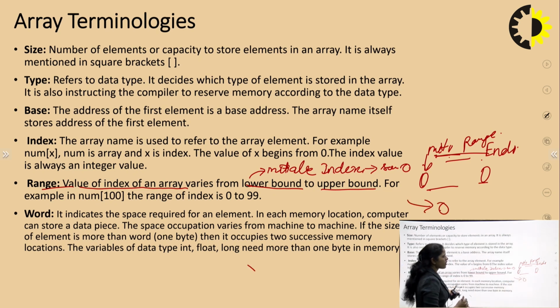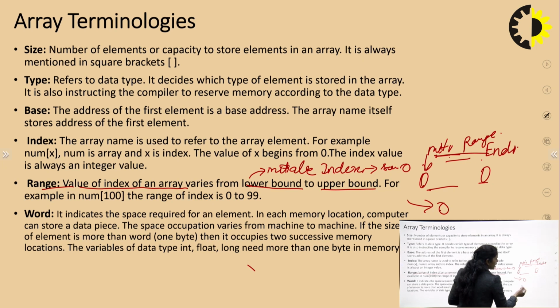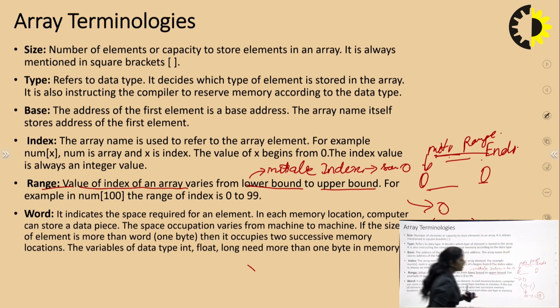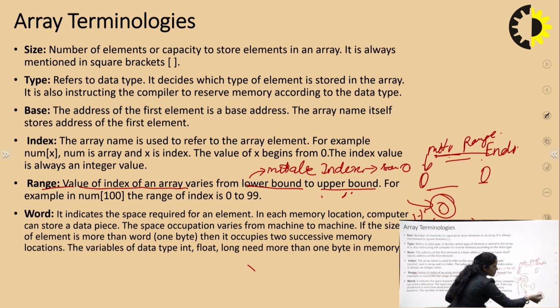And what is the upper bound? The upper bound in an array is always considered as n minus 1. Here n is 10, minus 1, that is 9. So 9 is the upper bound of the array, and everything between the lower bound and upper bound is known as the range. If this is the lower bound and this is the upper bound, all the indexes in between are known as the range. Are you getting it?